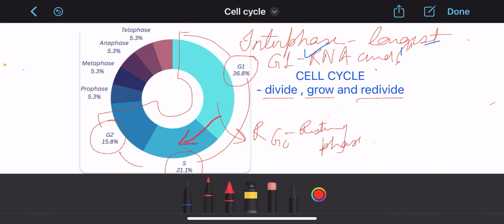And if in case the cell enters into the S phase, then what happens is the synthesis of DNA takes place. That's why this S phase is known as synthesis phase. DNA synthesis takes place or DNA duplication takes place.